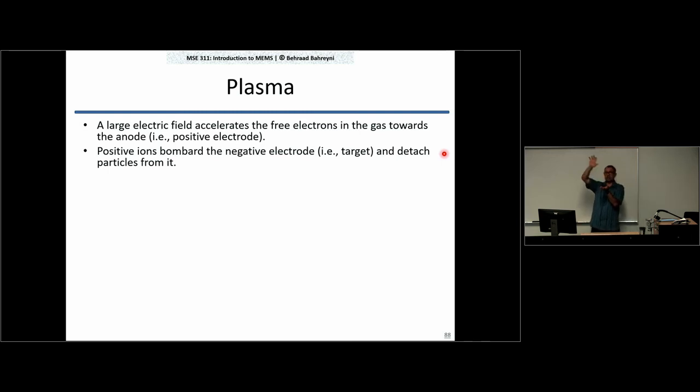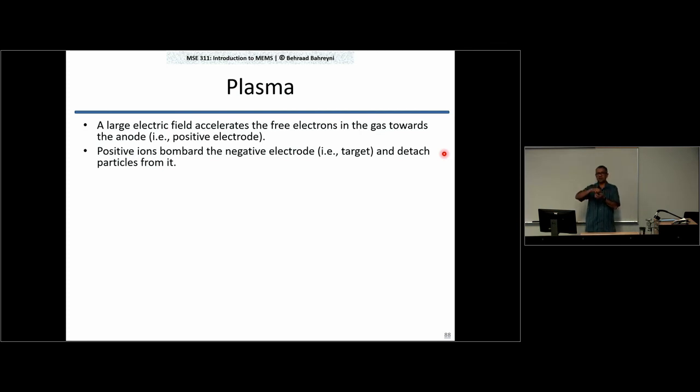you accelerate the electrons. The electrons go and collide with some of these gas atoms or molecules that you have in the environment. If the energy of the electrons is high enough, three things can happen. First thing is that nothing happens. The electron doesn't have enough energy to do anything to the gas atom.